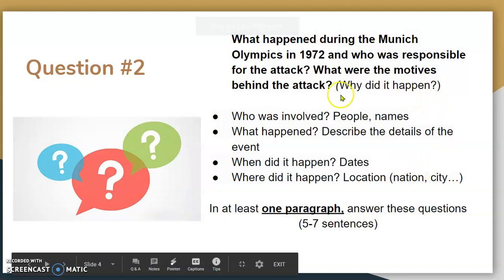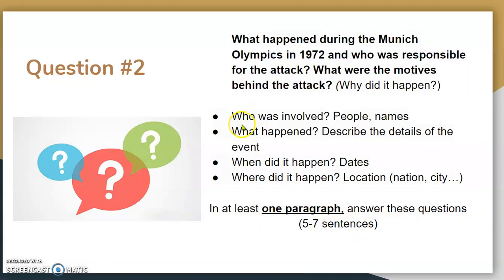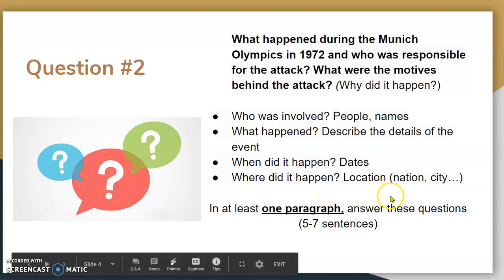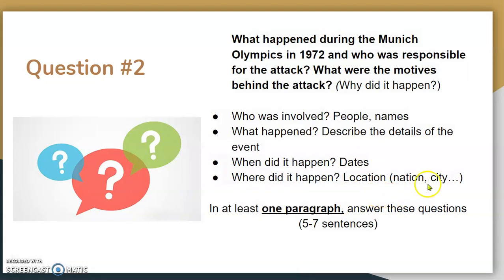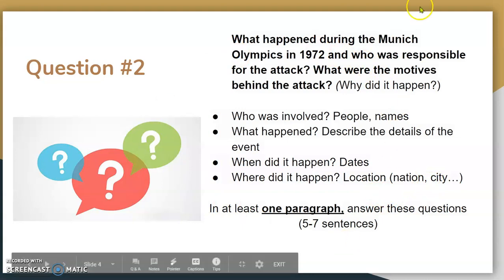Just like the previous question, remember you have to have one paragraph of 5 to 7 sentences. Make sure that you say who was involved. So when you're describing it, describe the people, include names, maybe it's an organization, include the group name. What happened? Describe the details of the event. What happened that day? When did it happen? What were the dates? And again, where did it happen? What was the location? Did it happen in a certain nation, a certain city, at an event? Again, make sure you include all that in your 5 to 7 sentences.